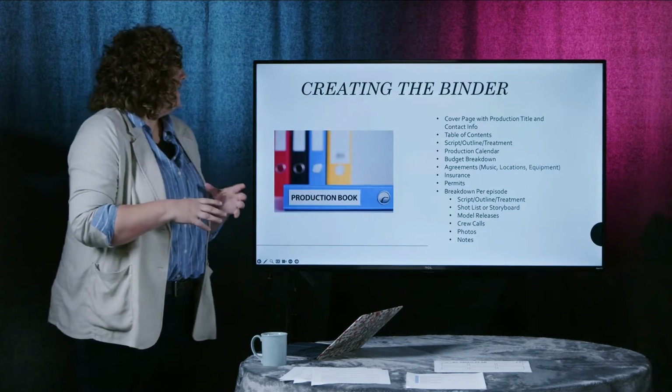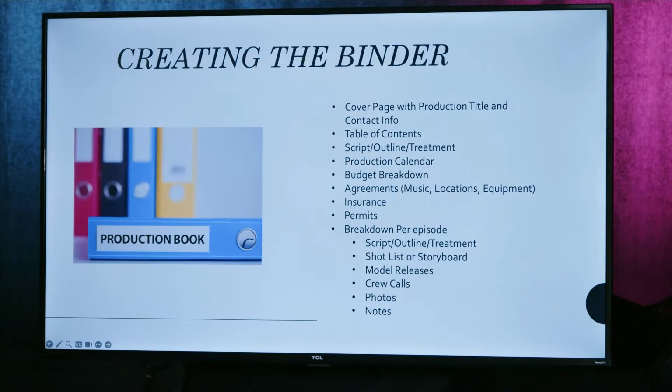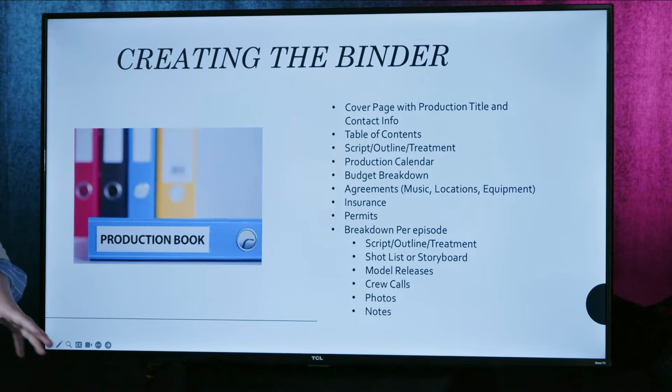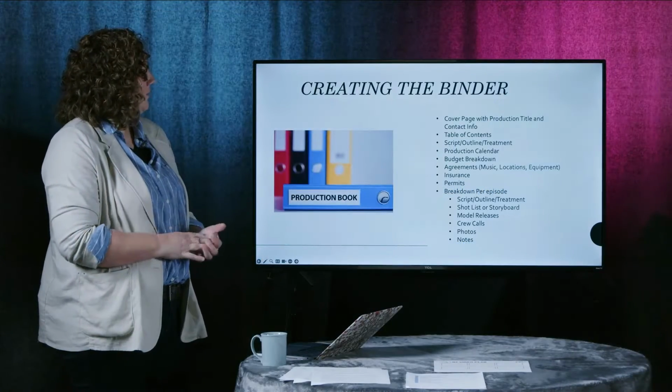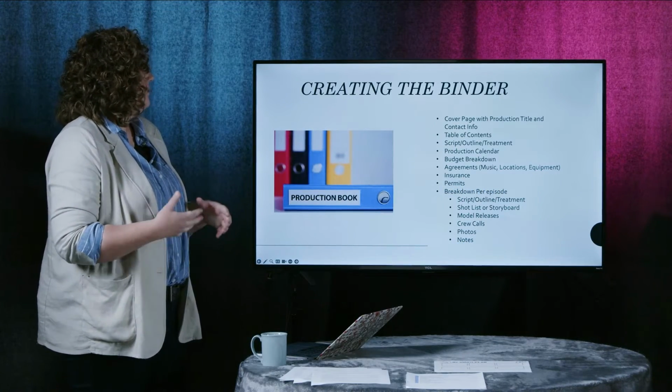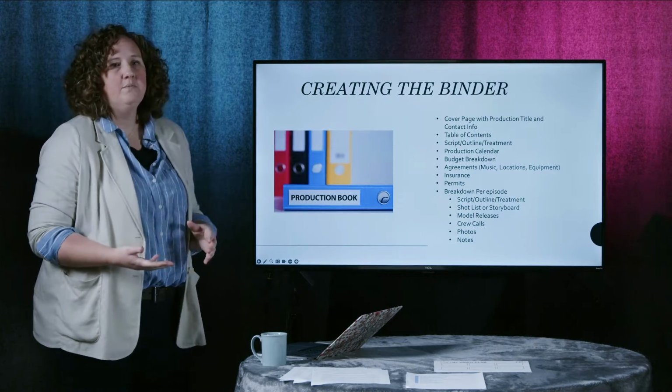So when creating the binder, you can have it in two different formats. You can have a hard copy or you can have a digital file. You can have a combination of both. You can also create different binders for different jobs. But the way I would do it is I would always start off with a cover page with the production title and the contact information.